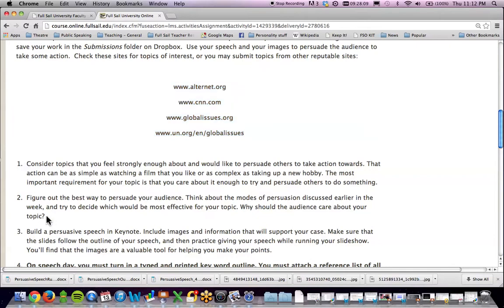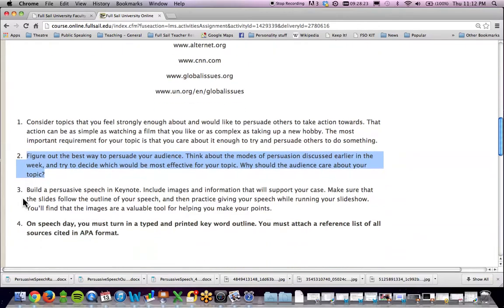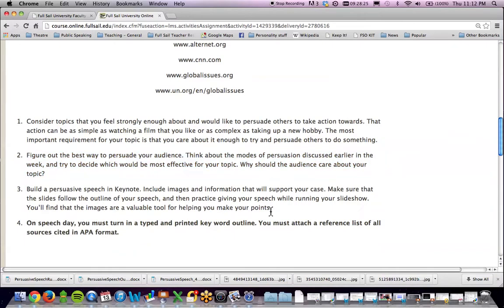You also want to make sure that you are focusing on your audience. We're not choosing the arguments that you personally find most persuasive. You want to choose the arguments that you believe your audience will find the most persuasive, and those are not always the same thing. So finally, you will want to use Keynote or PowerPoint to build your slideshow.